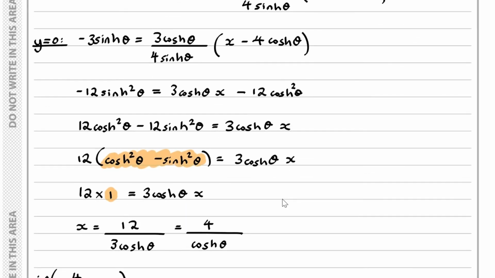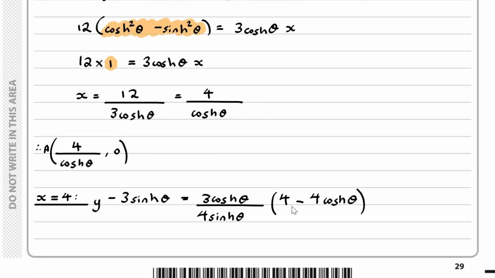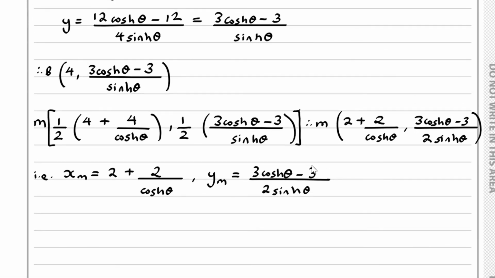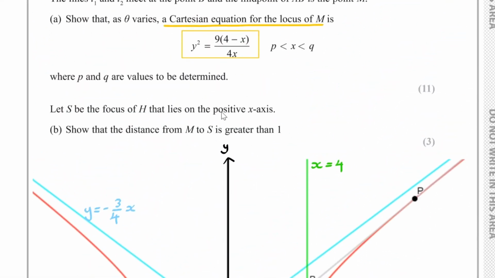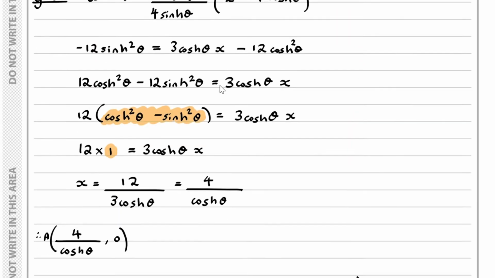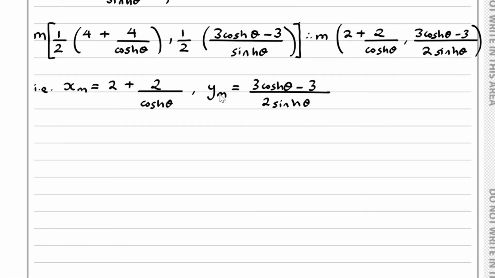So we now know the x and y coordinates of M in terms of theta, and obviously theta will vary. And we can combine these equations over here in parametric form, in some sense, if you want to think of it like that, into this Cartesian form over here. Hopefully that makes a bit of sense what I've said over there.